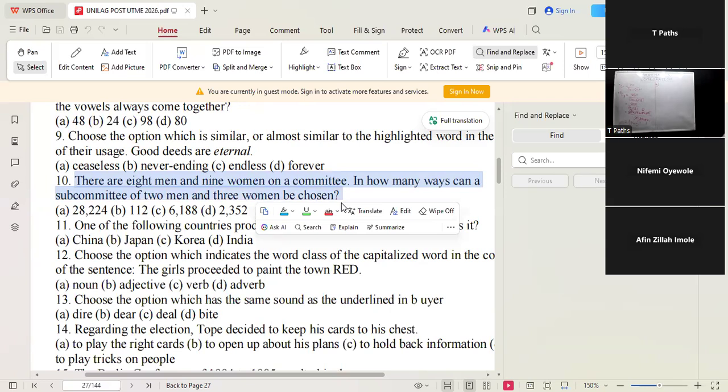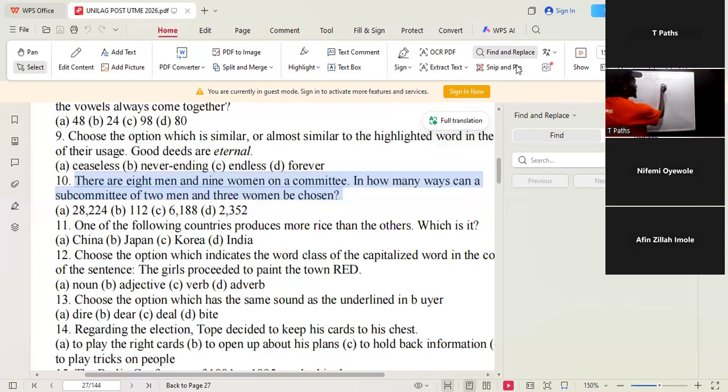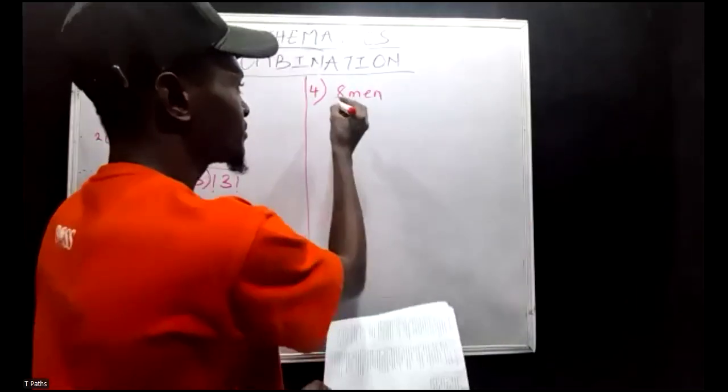Now, looking at this, there are 8 men and 9 women on the committee. In how many ways can a subcommittee of 2 men and 3 women be chosen? Looking at this now, we are only choosing 2 men. Reading it and interpreting, we are told we have 8 men. So let's say we have 8 men. Then how many women? We are told we have 9 women.